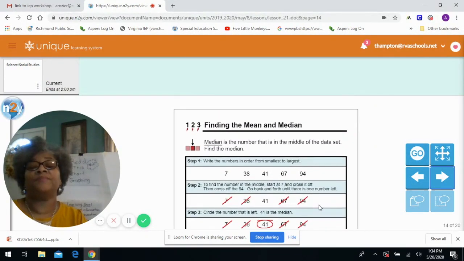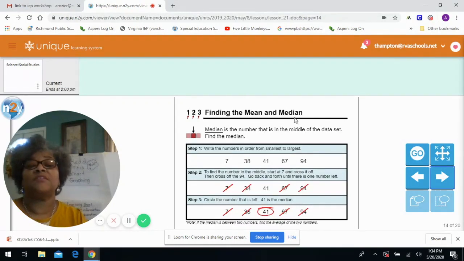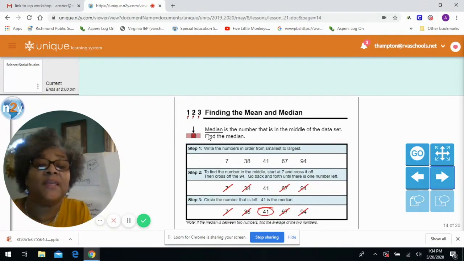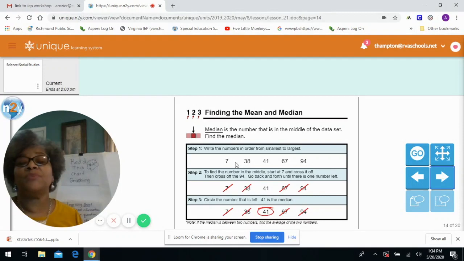All righty, now. So when we are finding the mean, it says finding the mean and median. Now we're going to do the median, which is the number that is in the middle of the data set. You should write the numbers in order. So you have to do that first. So you write the numbers in order, and they're using the same information from the last slide. Same information. So we have 7, 38, 41, 67, and 94.